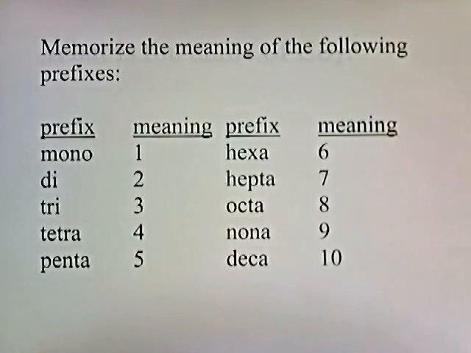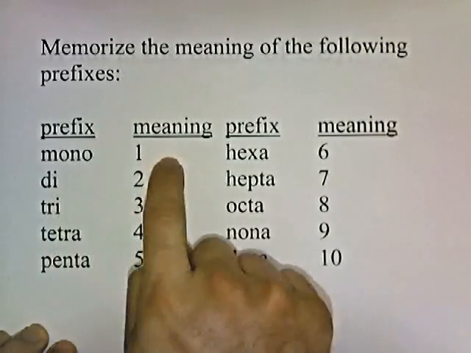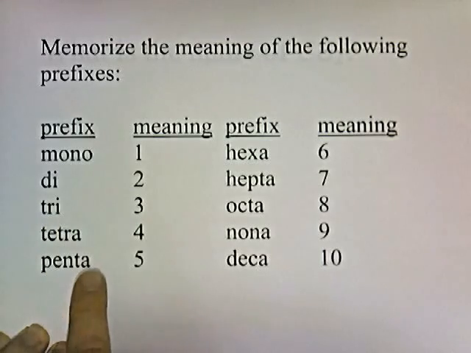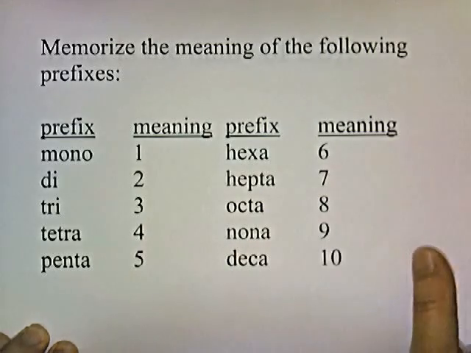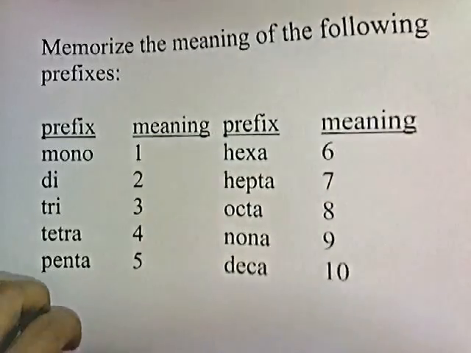All right, you need to memorize the following prefixes. Mono means 1, di is 2, tri is 3, tetra means 4, penta means 5, hexa means 6, hepta 7, octa 8, nona 9, and deca 10. So you just need to memorize those.